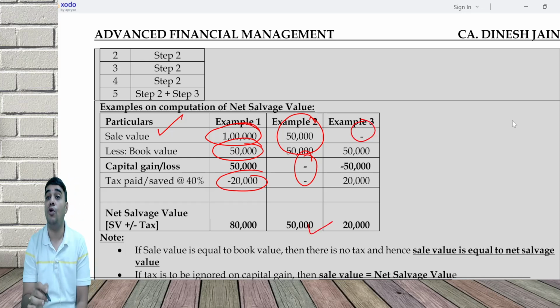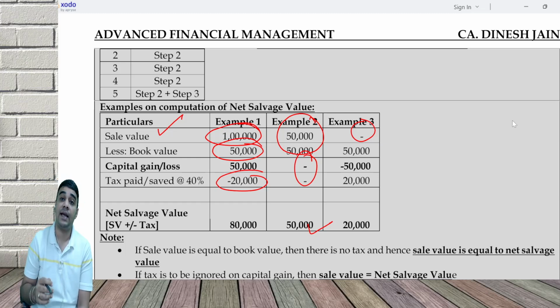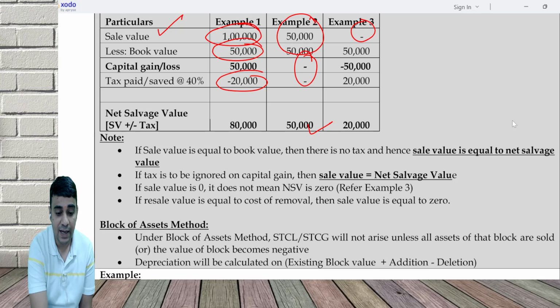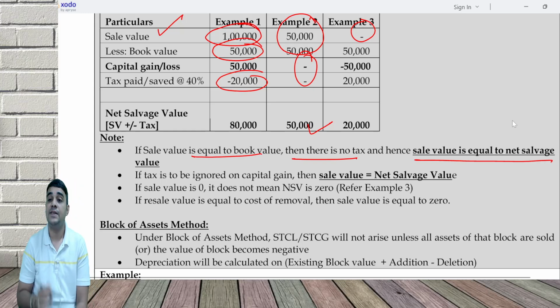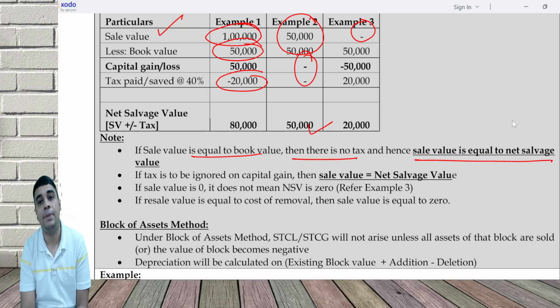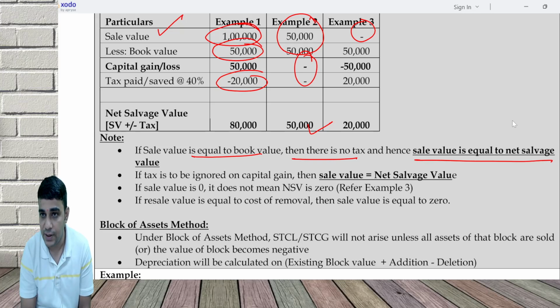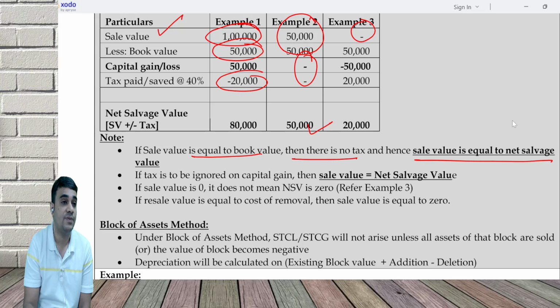Sale value is 0, but still there can be an NSV, because book value is 50. There's a loss, 0 plus the tax saved. If sale value is equal to book value, there is no tax, and sale value is equal to NSV. Some question will say ignore tax on capital gain. Don't do any calculation; sale value is equal to net salvage value. If sale value is 0, this does not mean NSV is 0.